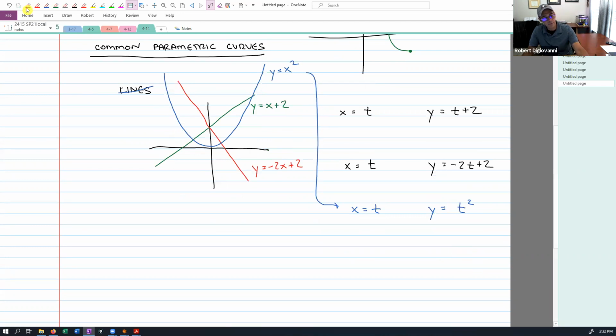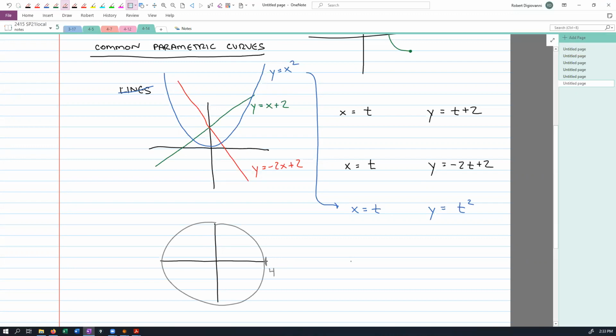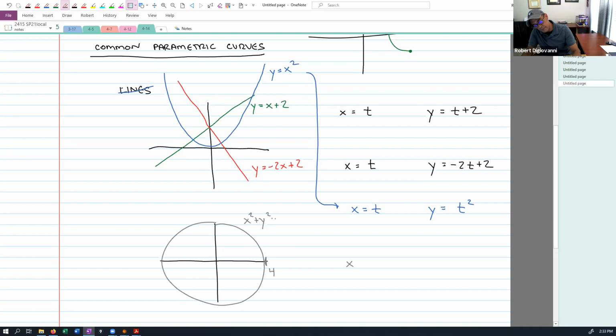What about this? Circle, radius 4. x squared plus y squared equals 4 squared, 16, right? Yeah, that would be the equation of this.